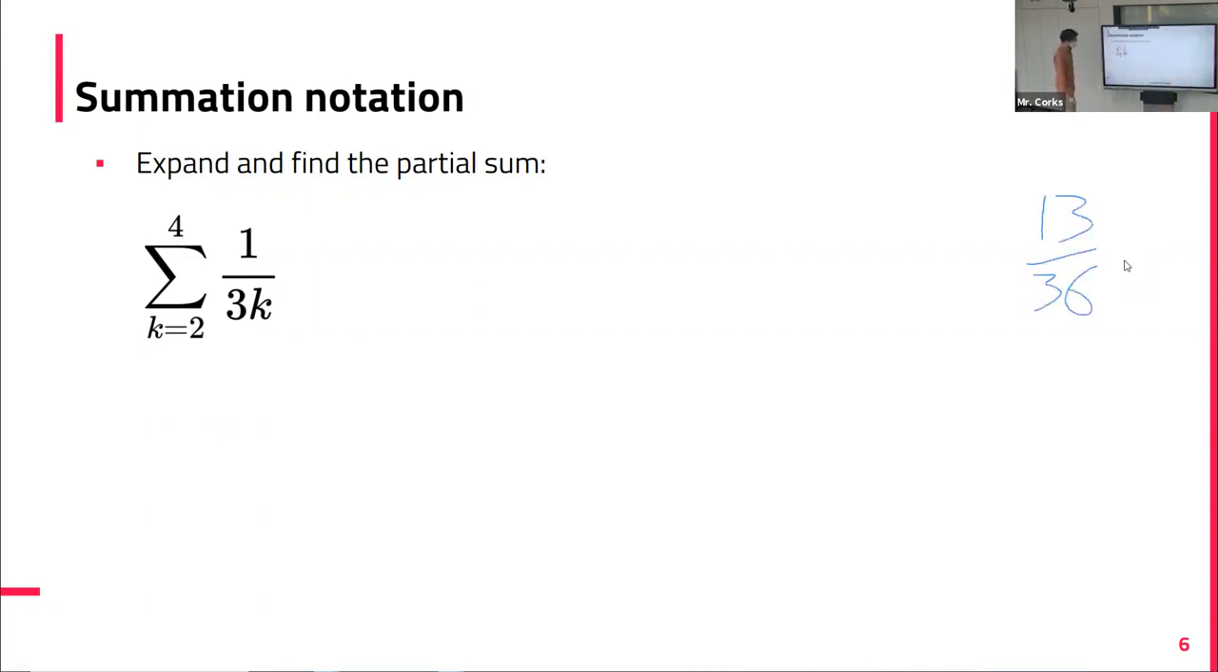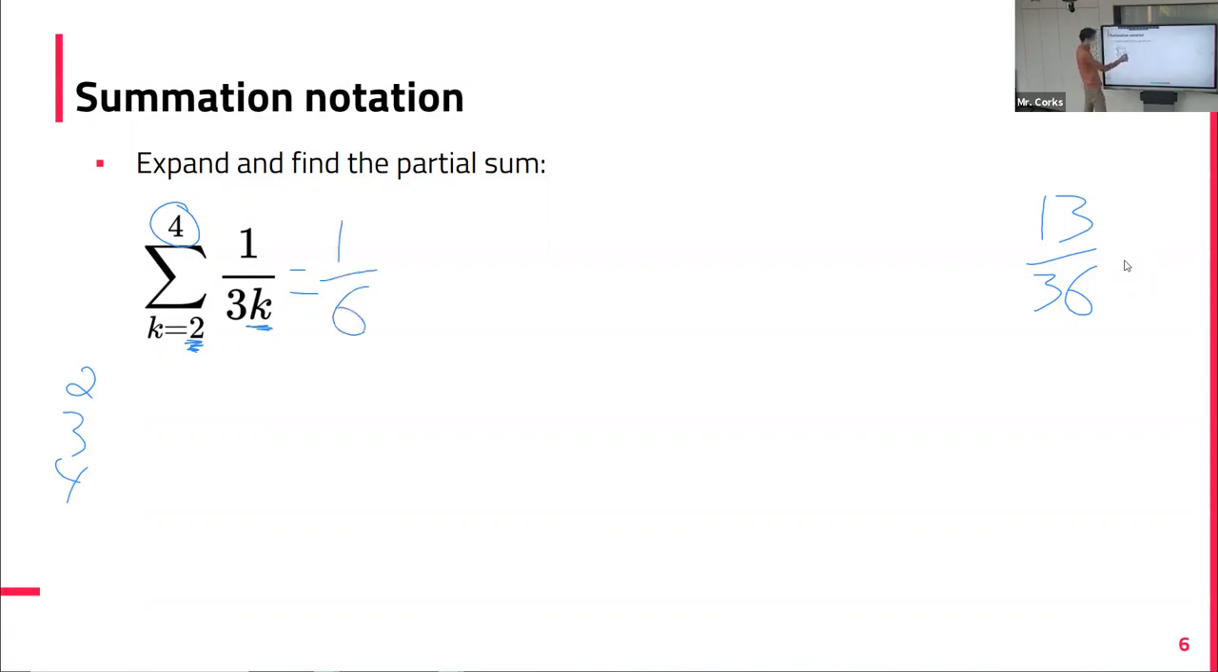Okay, let's check this. So first, in this thing, how many terms will there be? Okay, where are we starting? 2. When k is equal to 2, our index is equal to 2. Each time we go up by 1, so 2, 3, and stop at 4. There are 3 terms to this. Yes, usually we start at 1, but we don't need to. So make sure you read that number carefully. What is the first term here?